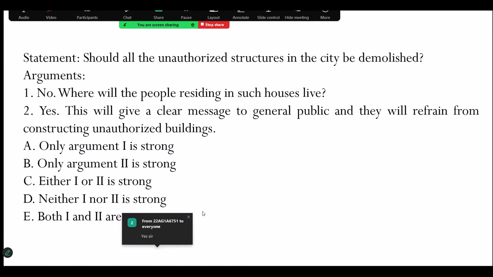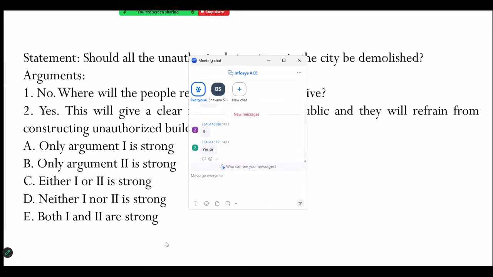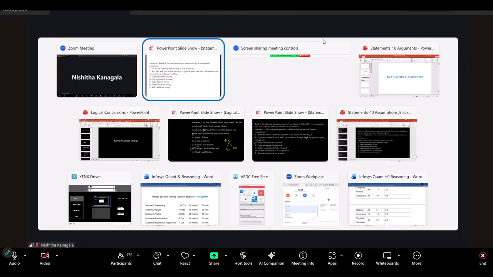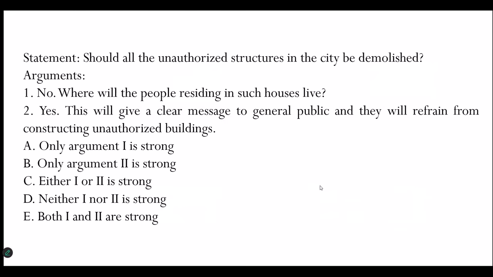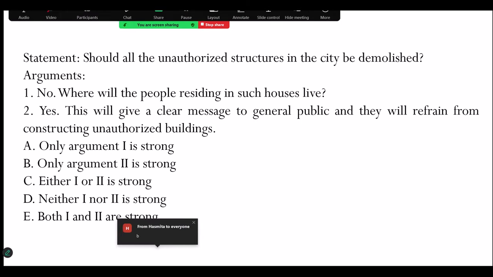What about this one now? Should all the unauthorized structures in the city be demolished? Especially people in Hyderabad are aware of this, Hydra and all, right? So should all the unauthorized structures in the city be demolished? No, no. Again, this is a question thrown back. Second one correct. Yes, this will give a clear message. No is also fine, that argument also we will agree with, but they should mention the reason. It's simply a question thrown back. We should explain the reason. Don't put the question back.